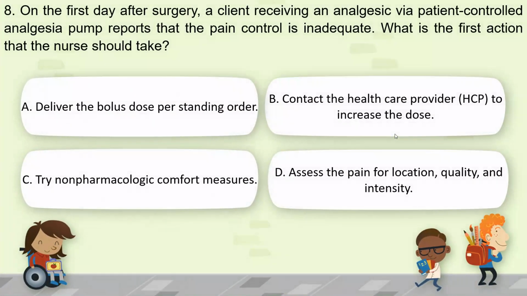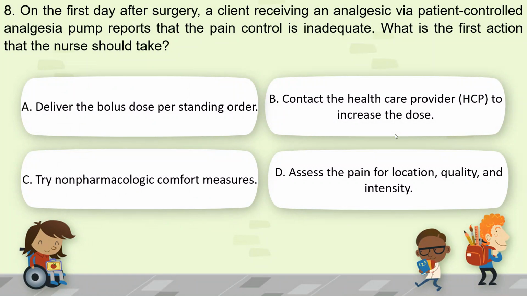Eight. On the first day of surgery, a client receiving analgesic via a patient-controlled analgesia pump reports that the pain control is inadequate. What is the first action that the nurse should take? A. Deliver the bolus dose per standing order. B. Contact the healthcare provider to increase the dose. C. Try non-pharmacologic comfort measures. Or D. Assess the pain for location, quality, and intensity. Of course, what is asked here is first. Therefore, you should answer it with an assessment. The answer for number eight is letter D.